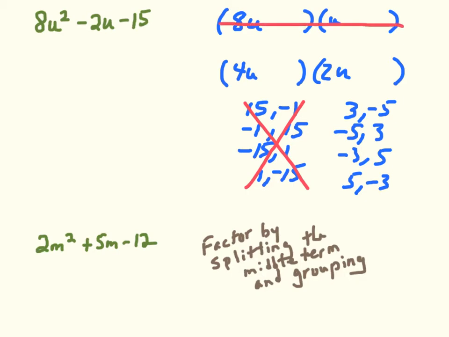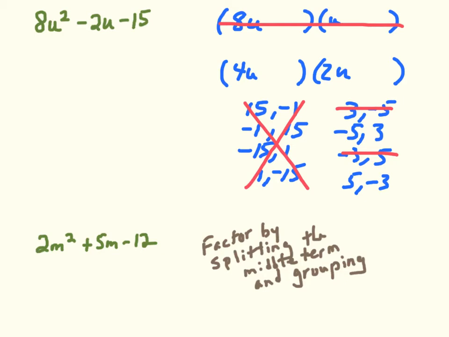So now I've pared down the possibilities quite a bit. I've got 4U times 2U with some combination of one of these. I know it's not going to be a 4U and a -5, because that would again put me too far away, or a 4U times 5. I can eliminate those two. So it's one of these two, and I've got to figure out which one it is.